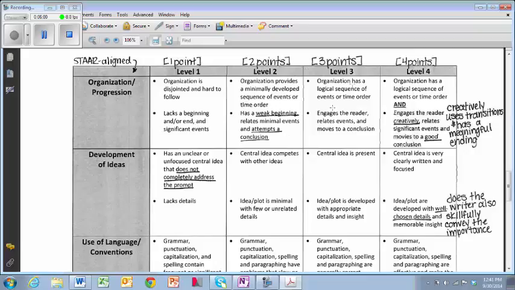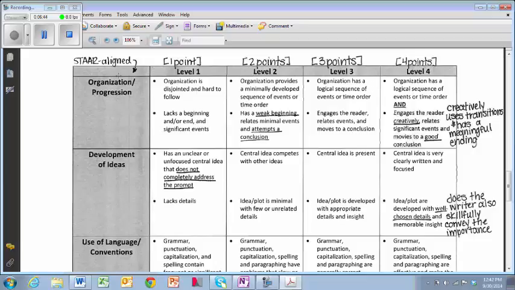A level 3 would be proficient. They have organization that's logical, that's in paragraphs, that's in time order, it's engaging to the reader, and it actually has a conclusion. That would be a basic level 3. In order to bump it up to a level 4, they would have to be logical in their sequence of events, and in addition to that, they would also creatively engage the reader and have a very meaningful, good conclusion that really shows maybe how they learned a lesson or the lasting impact of that event on them as people. So that would be organization and progression.